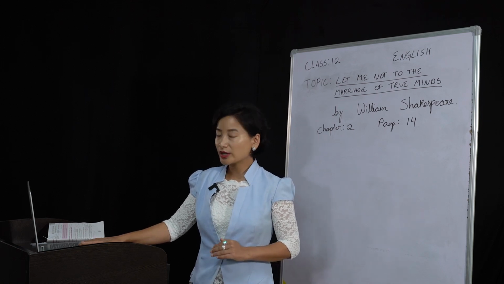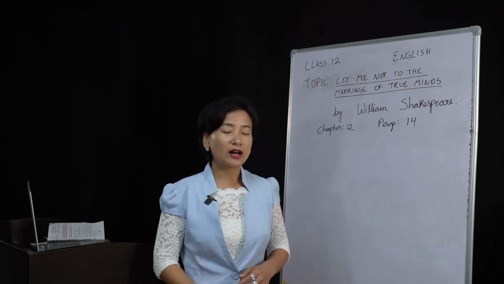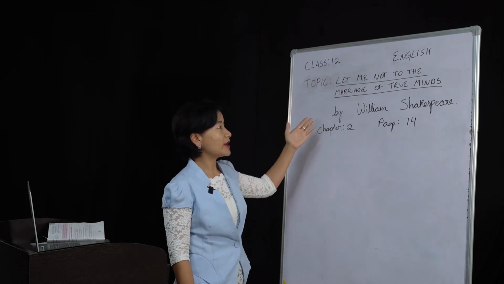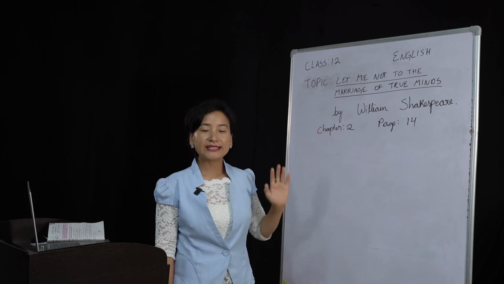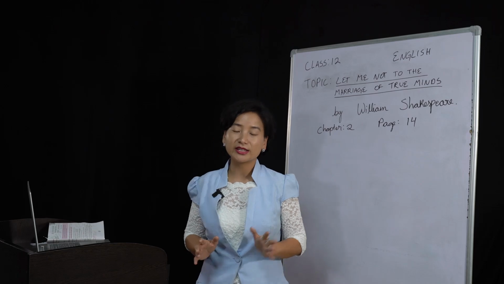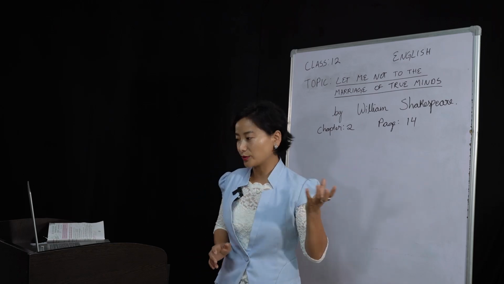Now, if you look into the poem here, take a look at our topic. It says here, let me not to the marriage of true minds. If we count it, you will find 10 syllables, all right? So that is what we are going to discuss here. This is the unique form of writing that Shakespeare came out with.